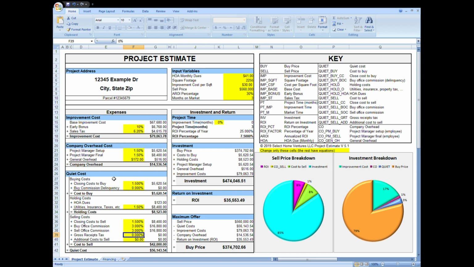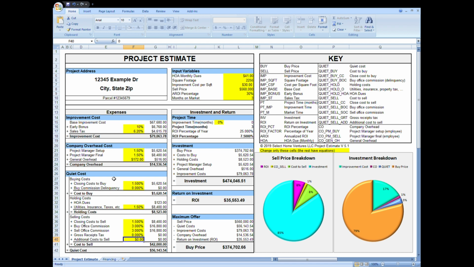The next input is gross receipts tax. Some states require the seller to pay tax on the service provided by the real estate agents. This is a gross receipts tax on buy office commission and sell office commission. If you aren't sure, then check with your title company. For our example, we will use 0%.